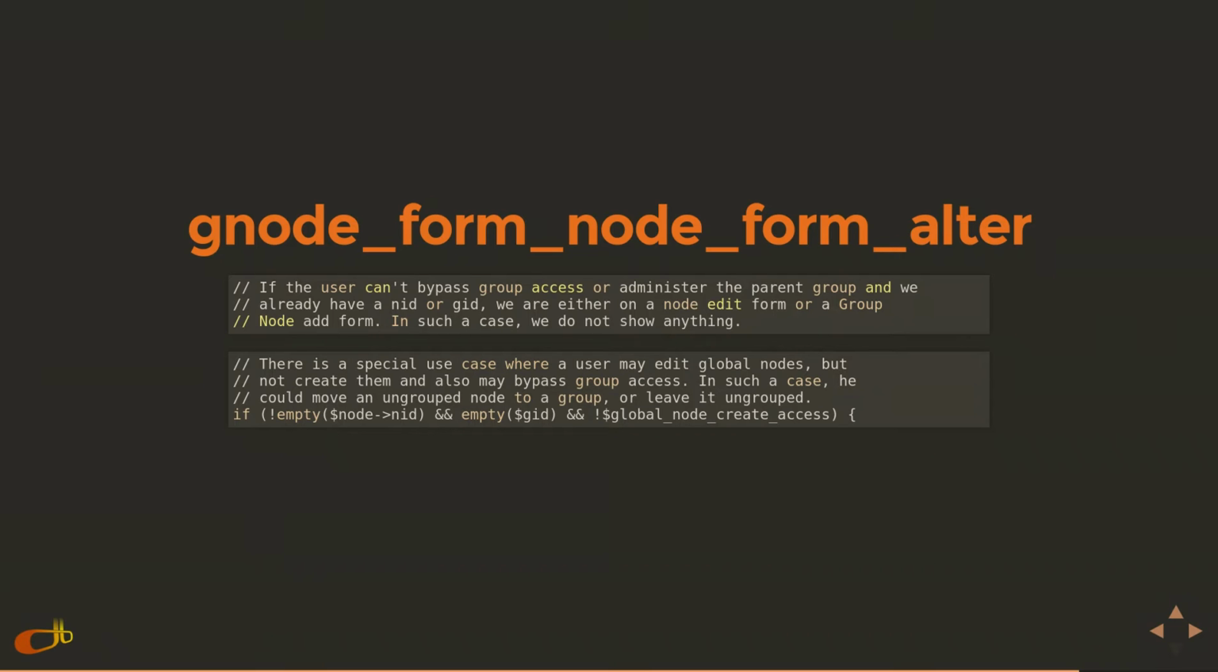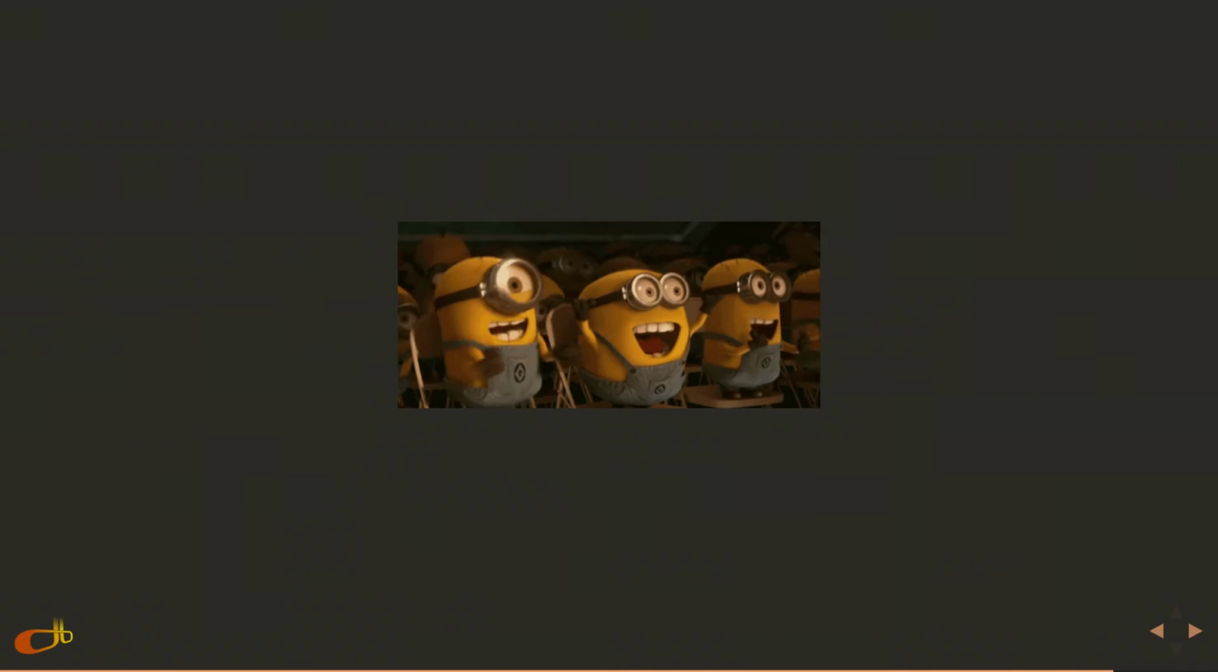And there's two really specific comments here about some of the logic that's involved with adding the fields to the form. So right, it says if a user can't bypass group access or administer the parent group, and we already have a nid or gid, we're either on a node edit or a group node add form. So it's telling us exactly what it's looking for in the if statement, which I forgot to include. The other one is a very specific use case, and you could just update this if statement to make it work, but there's 3 lines of comment explaining what this if statement is looking for, and if you're going to modify it, this is what it needs to pass.